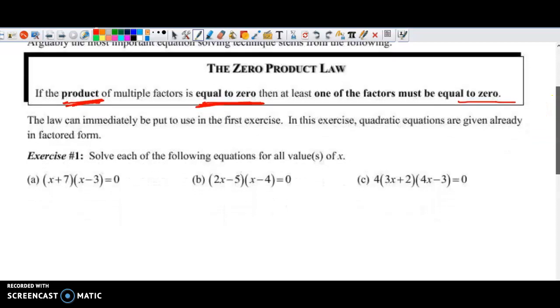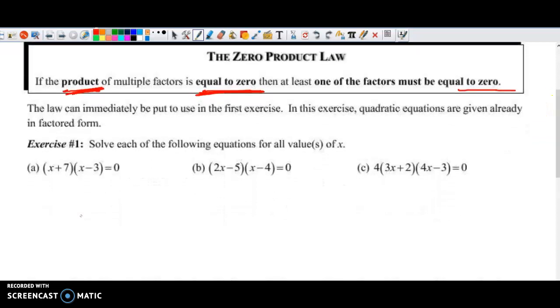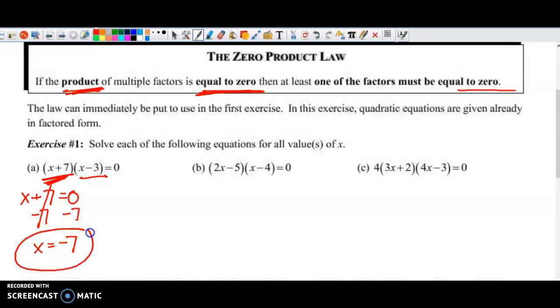Which makes perfect sense. As I get to this first exercise, when you look at x plus 7, if that quantity were equal to 0, I would not care about this other number. So if you subtract the 7 over, to cancel out the 7, 0 minus 7 is negative 7. So let's talk about that for a second. If x were negative 7, plus 7 is 0, and negative 7 minus 3 would be negative 10, and 0 times negative 10 is still 0.